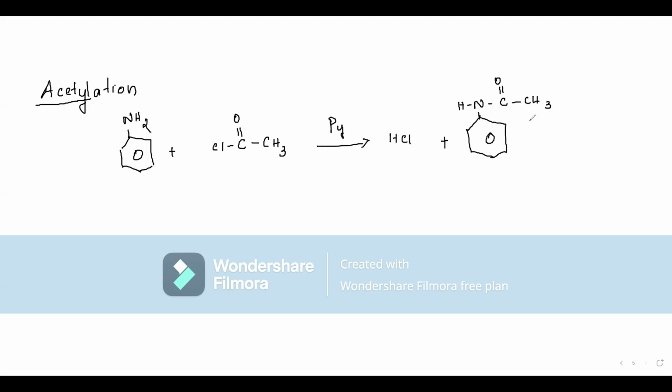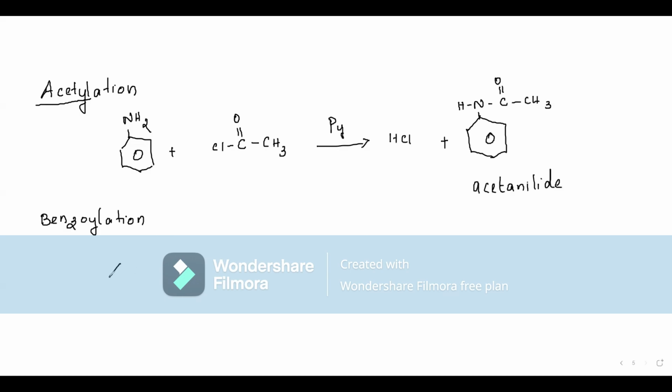Now, this particular compound has a name, acetanilide. You have to put in effort and remember this name, acetanilide. Okay, so that is an example for acetylation. Similarly, all these reactions are very much similar to each other.